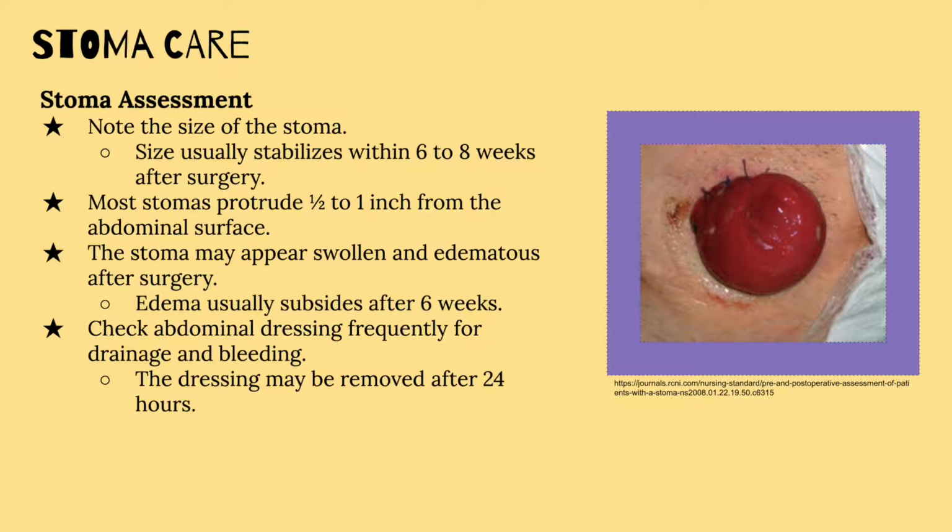If an abdominal dressing is in place over the surgical incision, check it frequently for drainage and bleeding. Monitoring for drainage and bleeding will help prevent infection and unnoticed hemorrhage. The dressing is usually removed after 24 hours unless the surgeon orders otherwise.